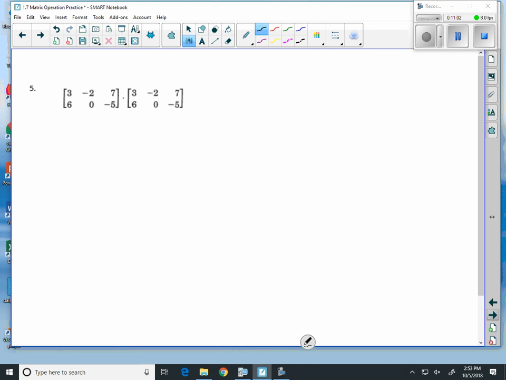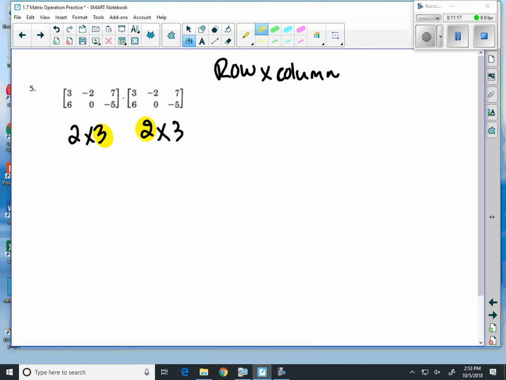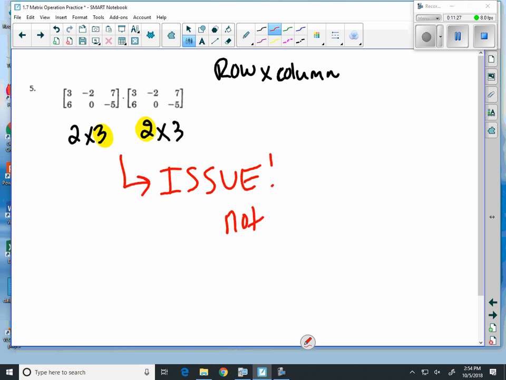Okay, so here we have multiplication again, so let's go ahead. This will be row by column multiplication. So here we have a 2 by 3. Here we have a 2 by 3. So if you look at our inside numbers, we have 2 and 3, and that is an issue. Those two numbers in the middle have to be the same. If they're not, we cannot multiply this matrix, so this would be undefined.